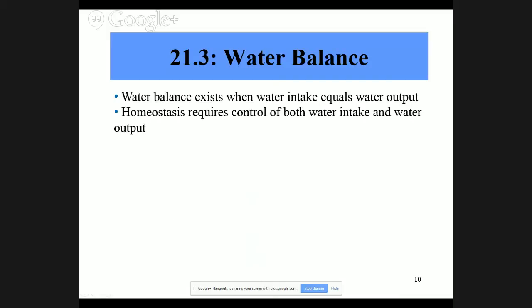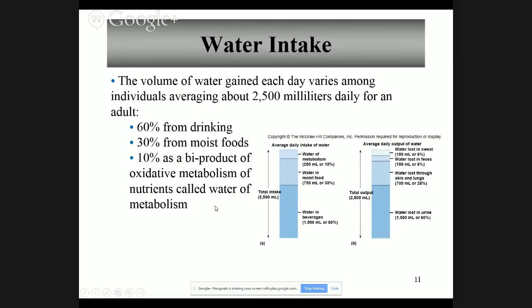Water balance exists when the water intake equals the water output, and homeostasis requires control of both intake and output. The volume of water gained each day varies among individuals, usually about 2,500 milliliters daily for an adult. So 2,500 milliliters is actually 2.5 liters, or the same as 5 bottles of drinking water, basically. So 60% of your water comes from drinking, 30% from moist foods, and 10% as a byproduct of oxidative metabolism of nutrients.